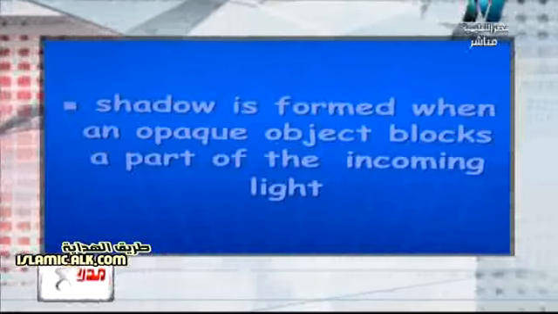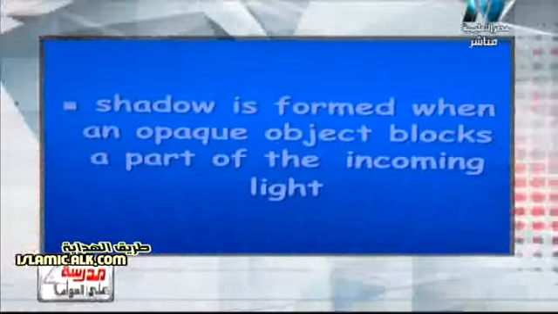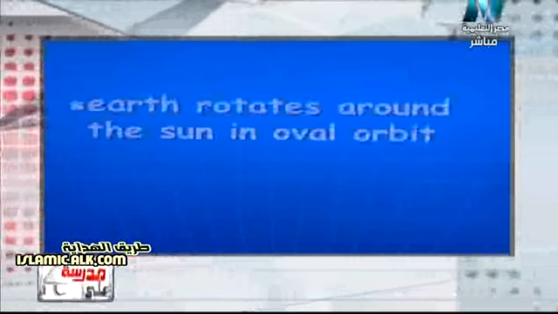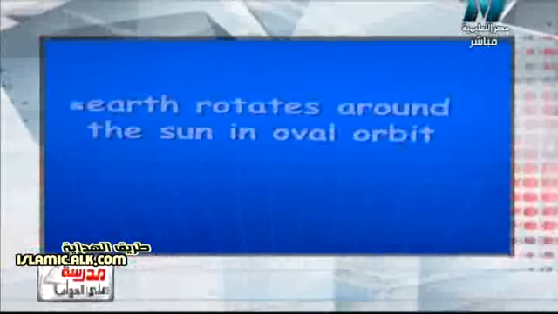Why is a shadow formed? Shadow is formed when an opaque object blocks a part of the incoming light. امتى بيكون shadow؟ امتى بيكون ظل؟ لما يكون في opaque object جسم معتم blocks the part of the incoming light، بيحجب جزء من الضوء القادم. Earth rotates around the sun in an oval orbit, as we have said before, or elliptical orbit.